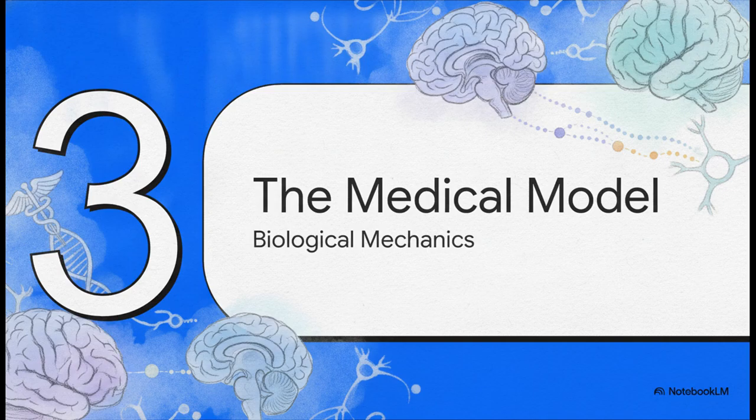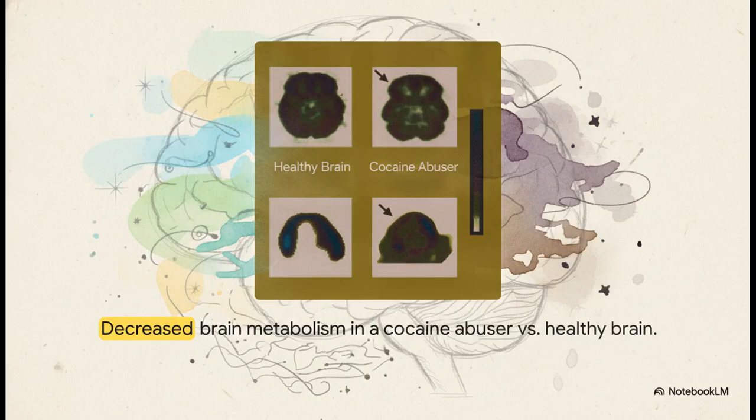Let's dive into section 3, the medical model explained. Just look at the difference here. Notice the decreased brain metabolism in a cocaine abuser compared to a healthy brain. For our English learners, the word metabolism here refers to the brain's energy and activity levels.